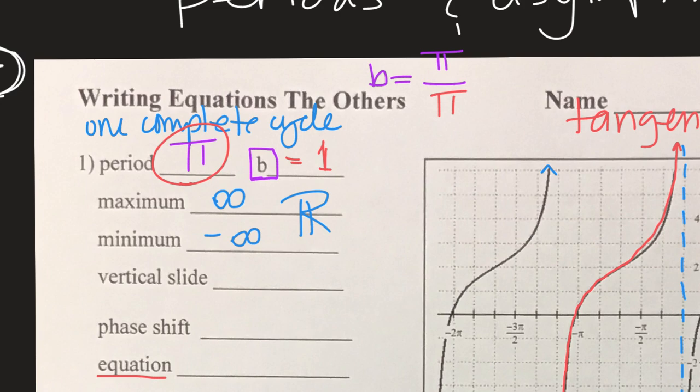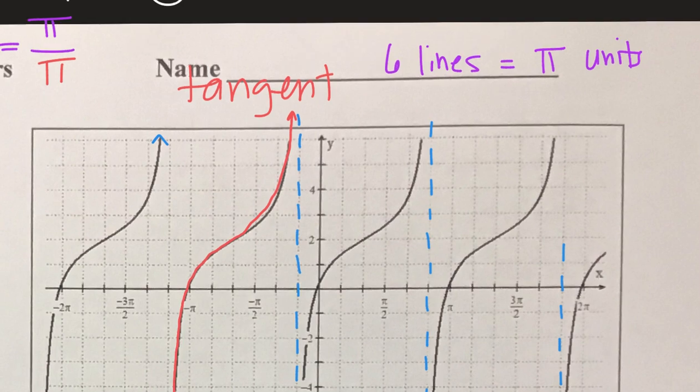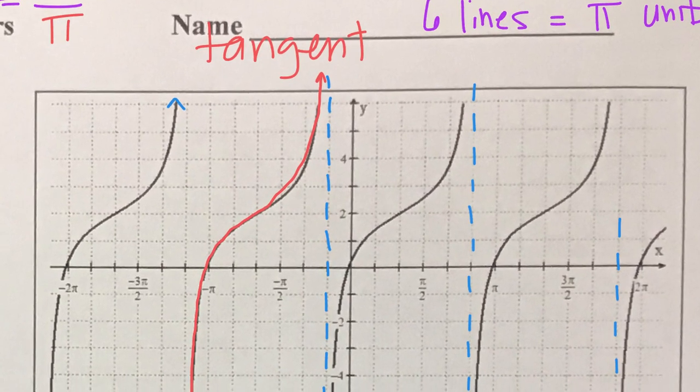Okay, the next thing we're looking at is your vertical slide. This is kind of tricky depending on how good your eyeballs are, because we want to try and identify the zero.